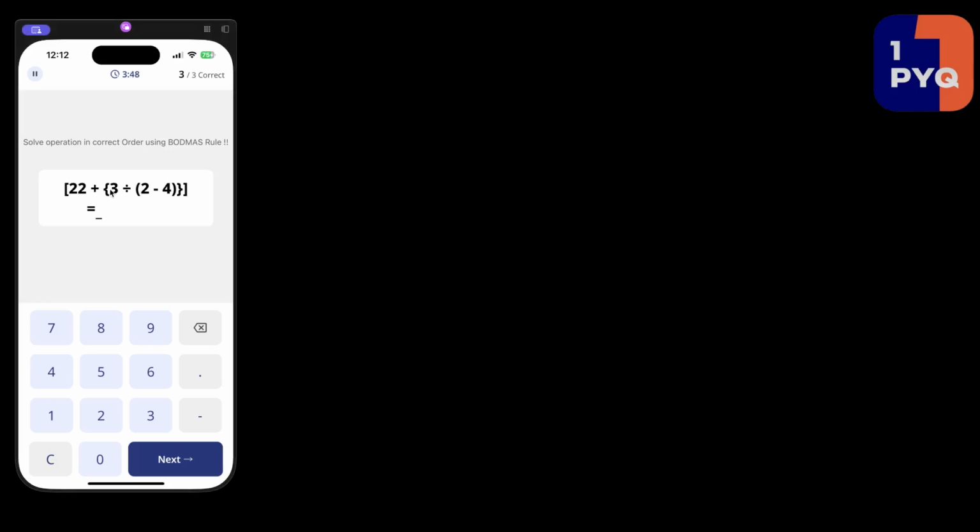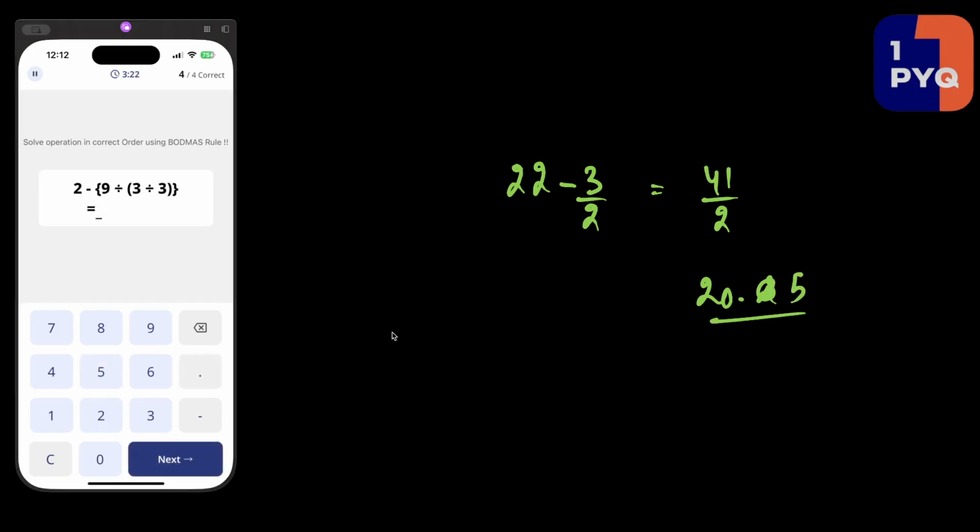So minus 3 by 2, and there's a plus outside. So it's going to be 22 minus 3 by 2. Okay, 22 minus 3 by 2. This is 44 minus 3. 44 minus 3 is 41 by 2. It's going to be a plus 41 by 2. So the answer is going to be 2.5. No, 20.5. Right. So the answer is going to be 20.5. Okay, so that's correct.